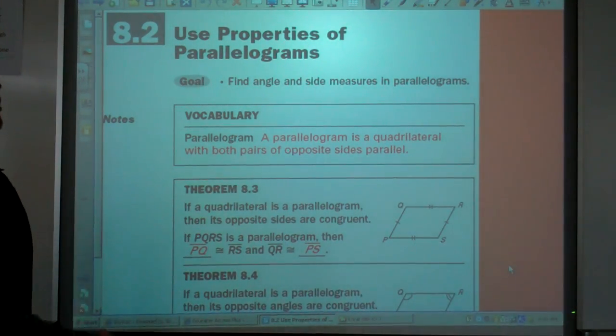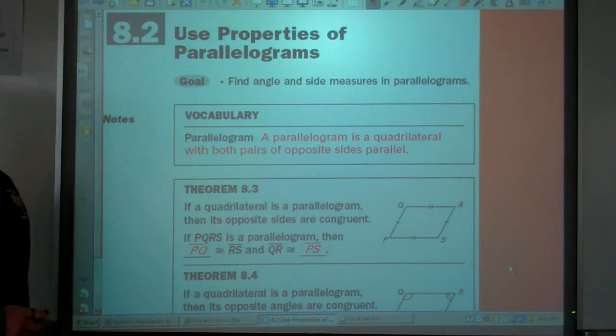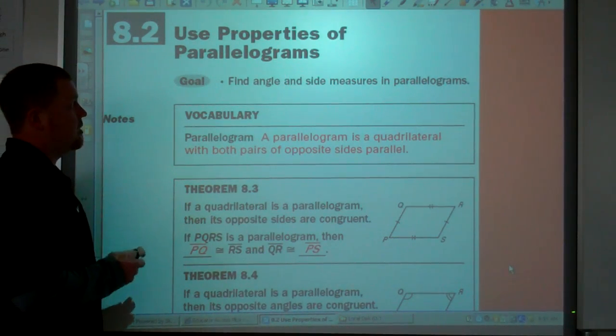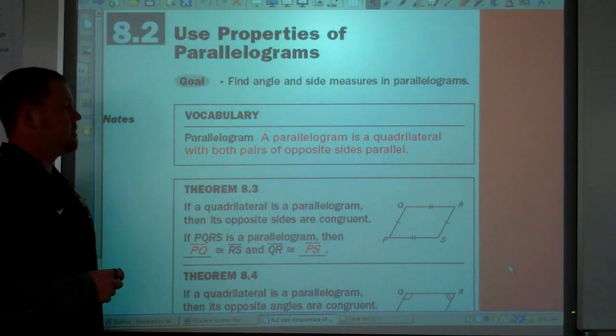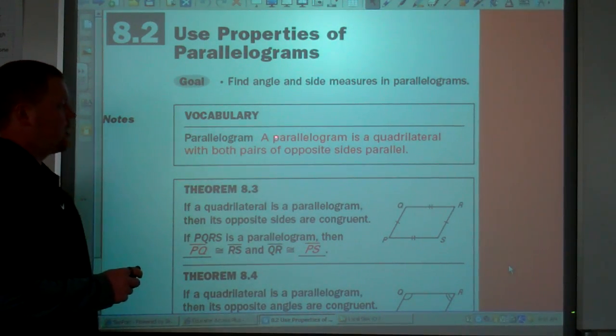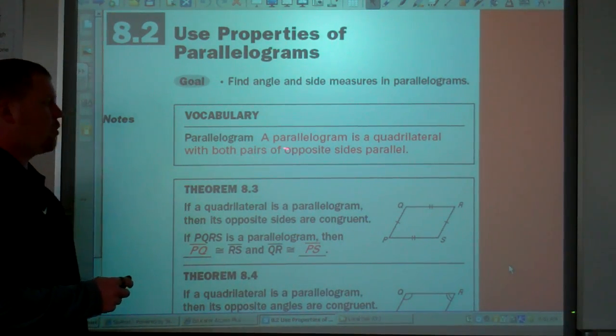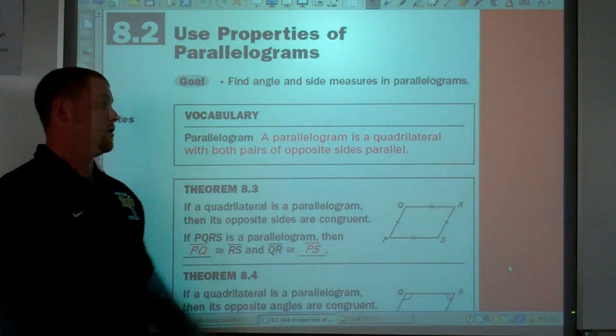Alright, today we're going to talk about using properties of parallelograms. Now again, you see the word parallel there, so we're talking about parallel lines in our polygon. A parallelogram is a quadrilateral with both pairs of opposite sides parallel.